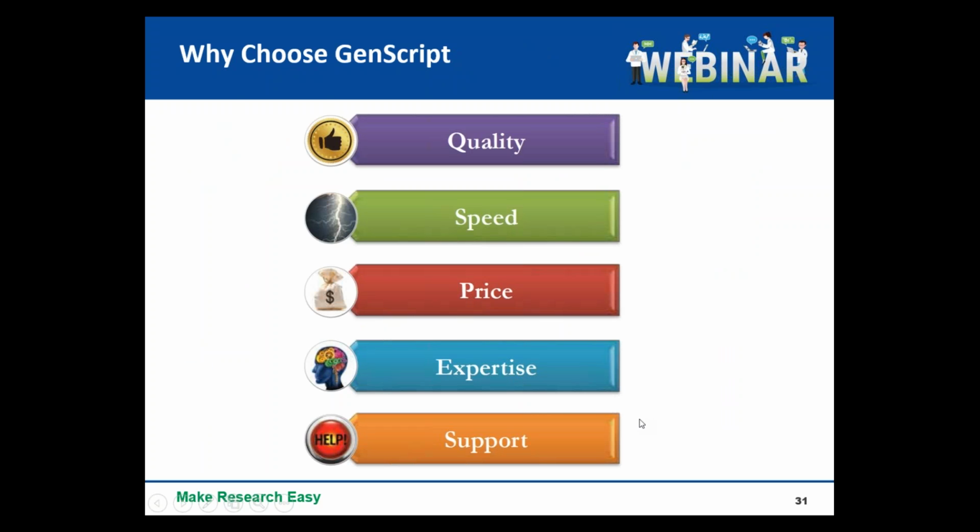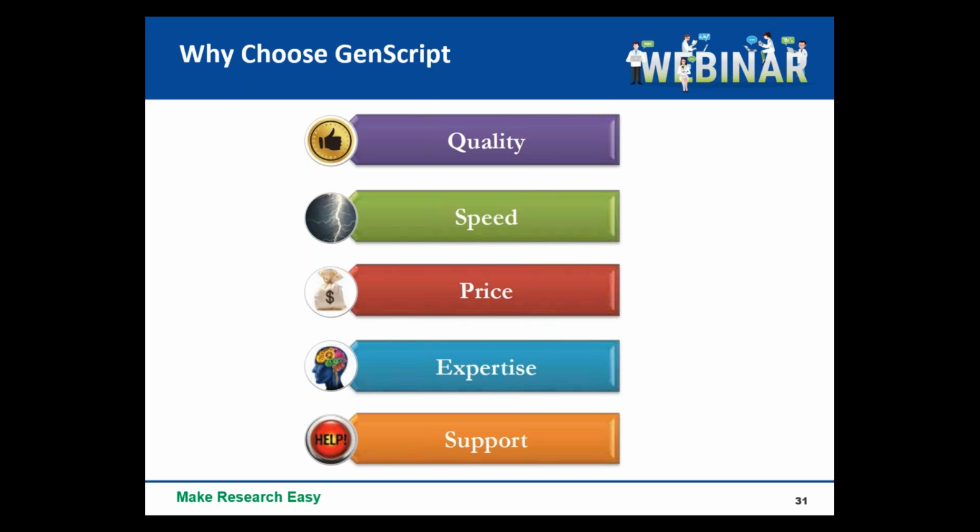And then, if you were to ask me to summarize why choose GenScript for your research needs, really 5 things come to mind: quality, speed, price, expertise, and support. So quality, not just of the deliverables, but also quality of the communication and quality of project management. Speed, as you saw, going from sequence to purified material in a high throughput manner in 6 weeks is really fast. So that was just one example. We have a plethora of services that are really the fastest in the industry. So we can deliver your projects very quickly and very efficiently.